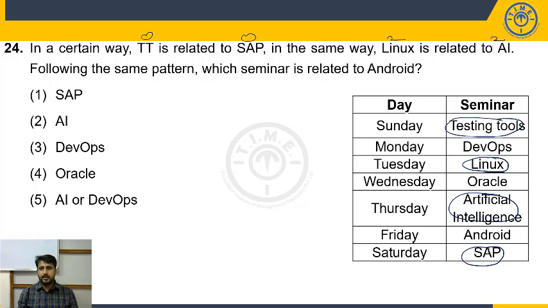Following the same pattern, Android. After Android is 1, so before DEV OPS is 1, so choice 3. Before is the same as after.